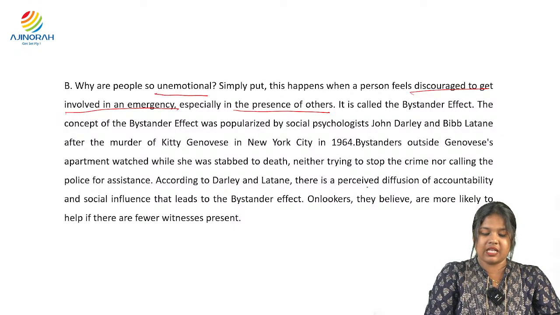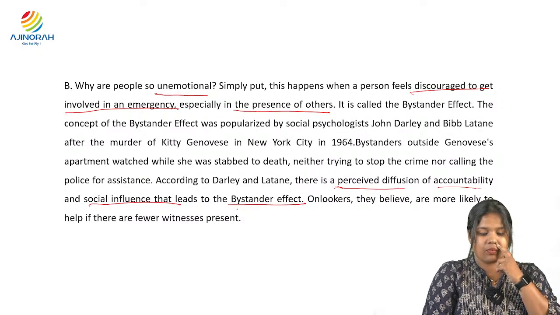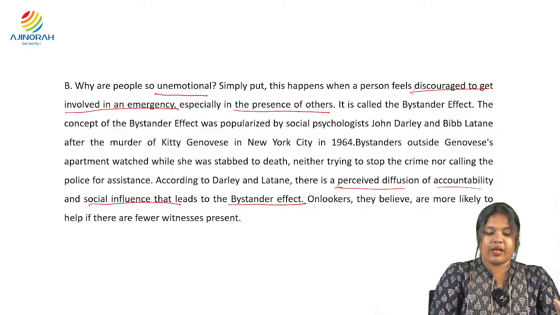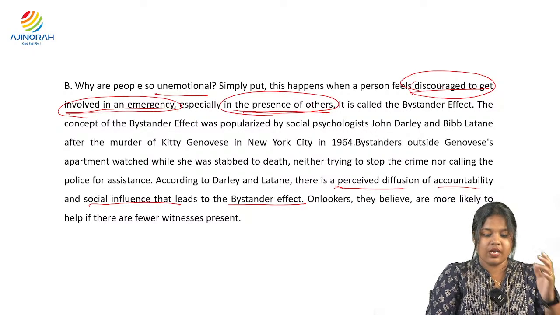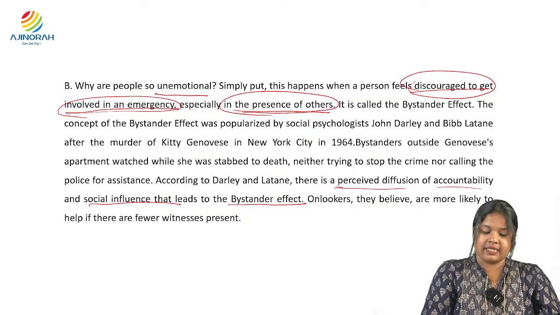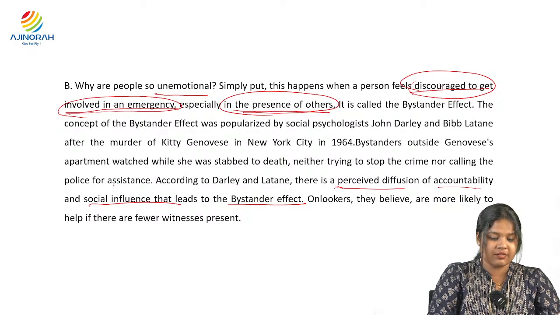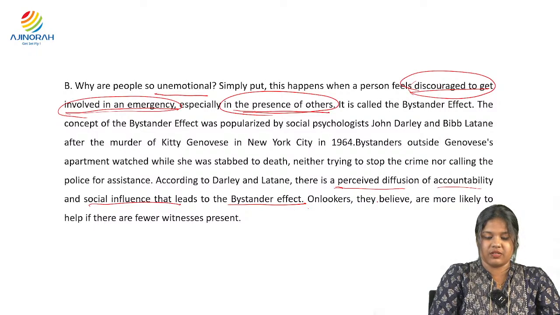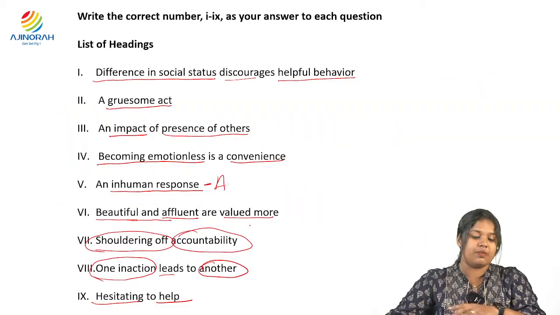According to Darley and Latane, there is a perceived diffusion of accountability and social influence that leads to the bystander effect. So what is the bystander effect? It is already said in the first line of this paragraph: this happens when a person feels discouraged to get involved in an emergency, especially in the presence of others. They have stated an example where a person was stabbed to death, and no one stopped the crime or called the police for assistance. That's the social influence that leads to the bystander effect. Onlookers are more likely to help if there are fewer witnesses present. So we'll check which heading is suitable for that paragraph.